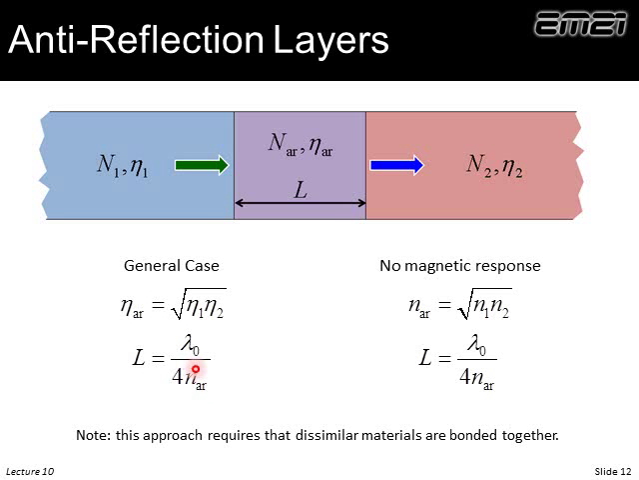Typically, materials don't have a magnetic response, and we can do this in terms of refractive index or even dielectric constant. But the refractive index of the anti-reflection layer is just the square root of the product of the refractive indices on either side of the interface. And again, we make the length a quarter wavelength. As long as we do this, at that wavelength, we will have zero reflection.